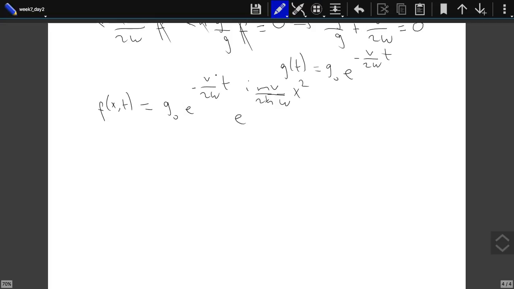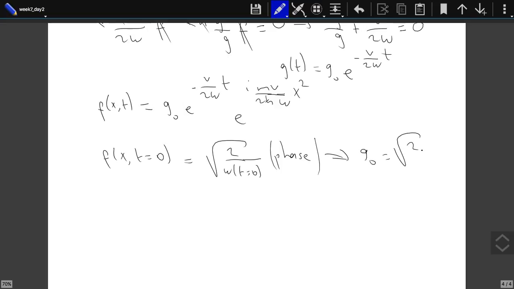is that at t equal to 0, this should be equal to square root of 2 over a, to satisfy the proper normalization, times some phase. So f of x at t equal to 0 should be equal to square root of 2 over omega at t equal to 0, times a phase at most. So this tells me that g0 is equal to square root of 2 over a.